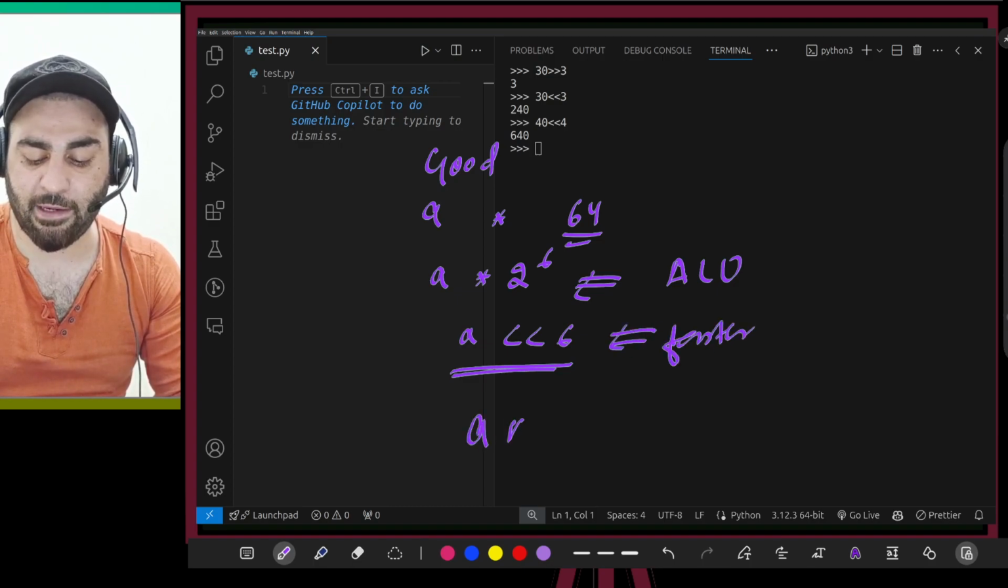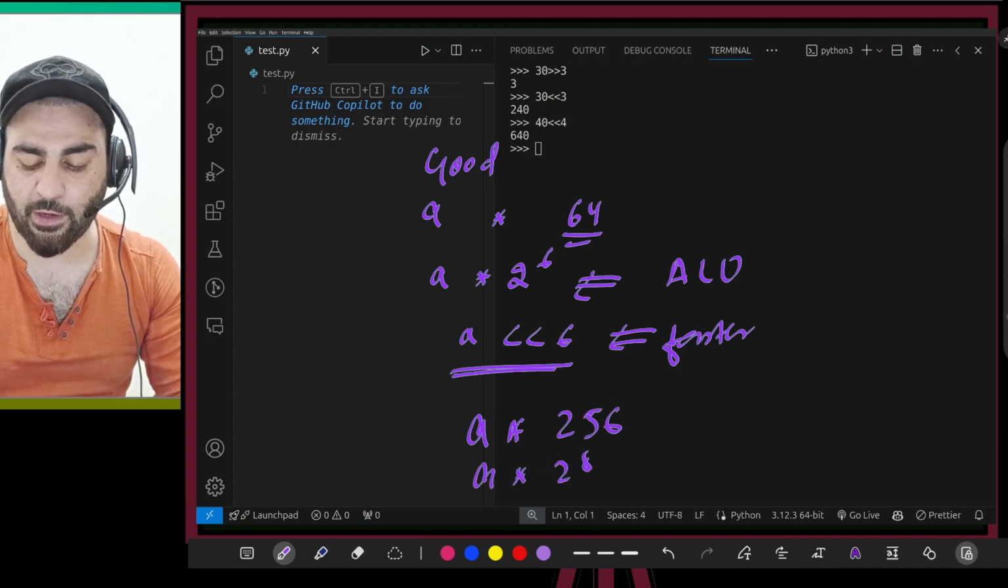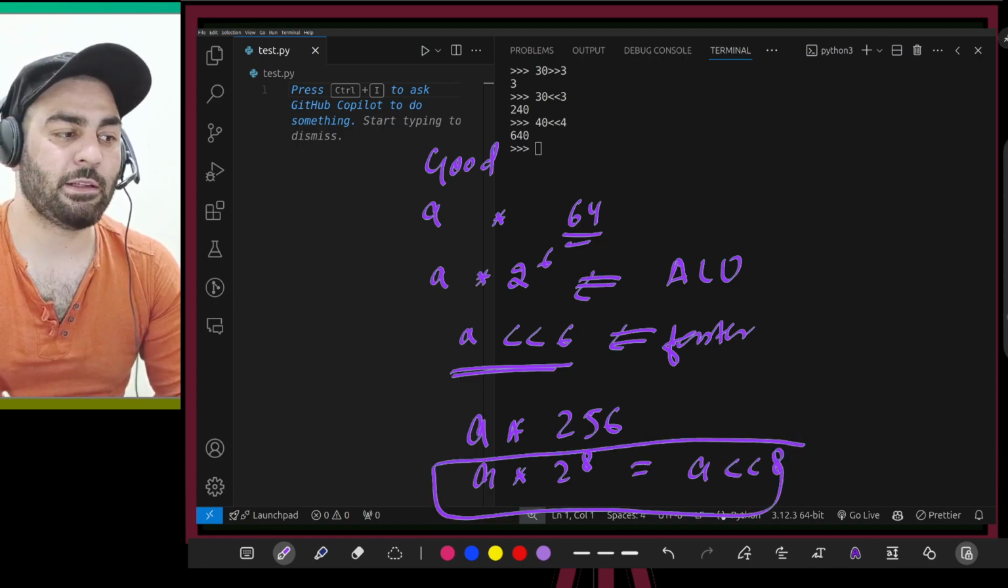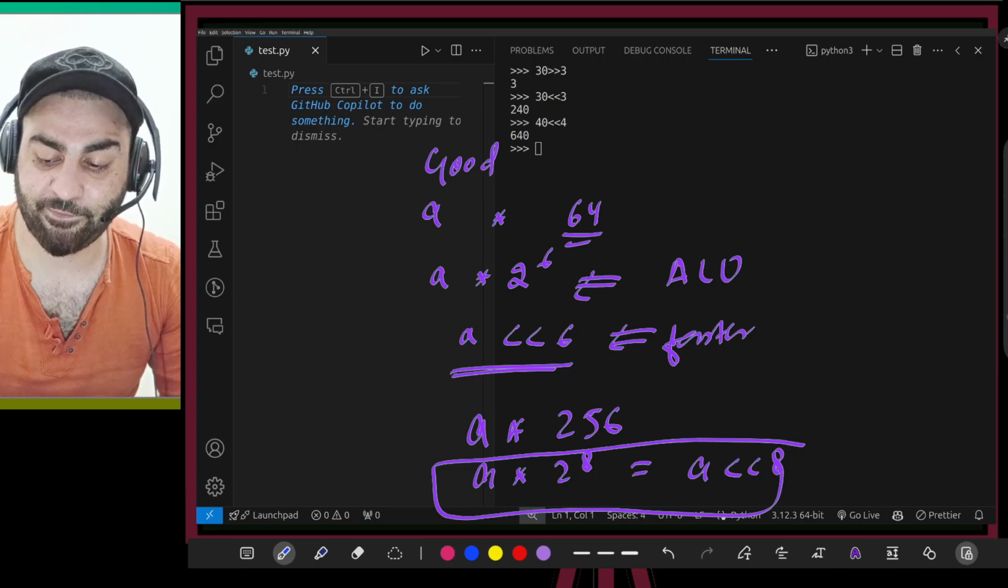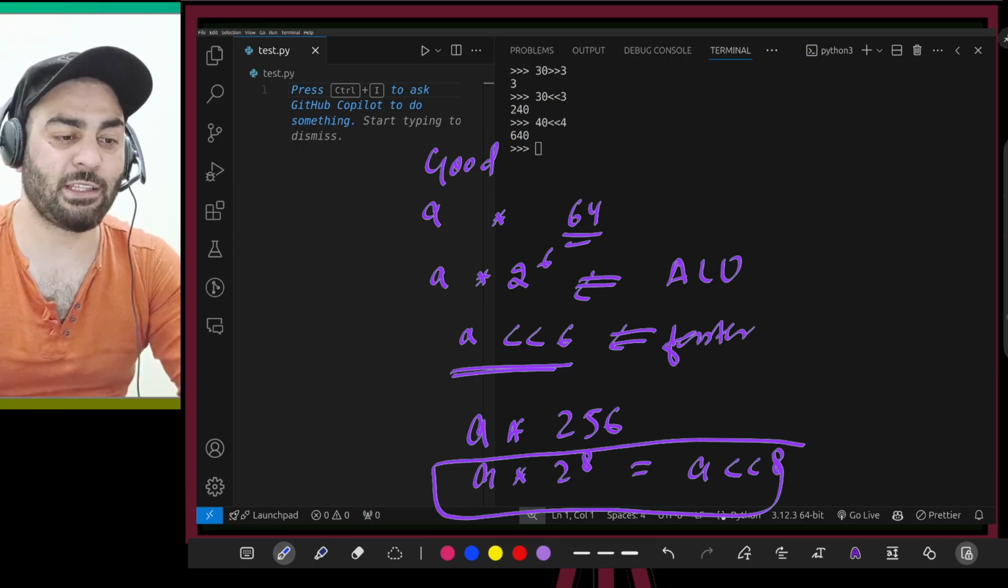Let's suppose you have a multiplied by 256. What will you do? A multiplied by 2 to the power 8, so this is basically equal to a left shifted 8 times. Is it clear? Nice. So this is the first trick that I wanted to show you.